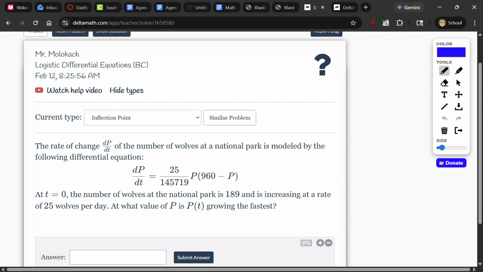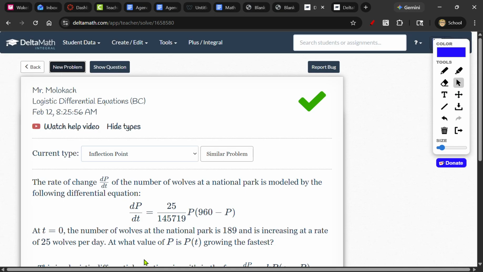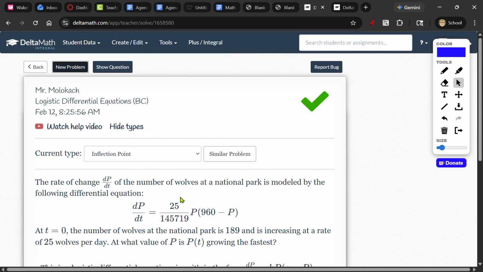Delta Math has some different problem types. This one has to do with the inflection point. This is a really easy question. You just look at your differential equation, and this is your carrying capacity. This is your A, right? It doesn't matter what was there in the beginning or how fast it's increasing or any of that. It's just asking when is the population growing the fastest, and that would be at 960 divided by 2, which is 480. And that's all there is to that. You just take half of your carrying capacity, and that's where your inflection point is. And bam, that's all there is. That's pretty simple if you know what you're doing, okay?